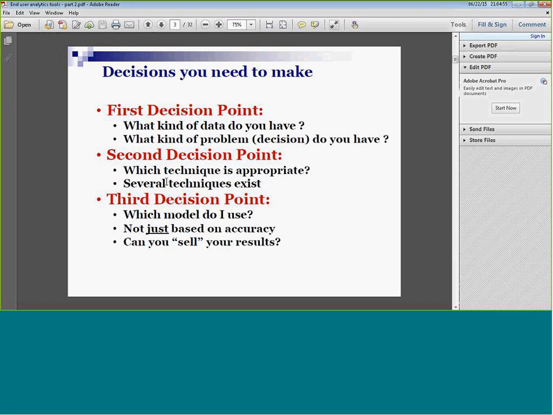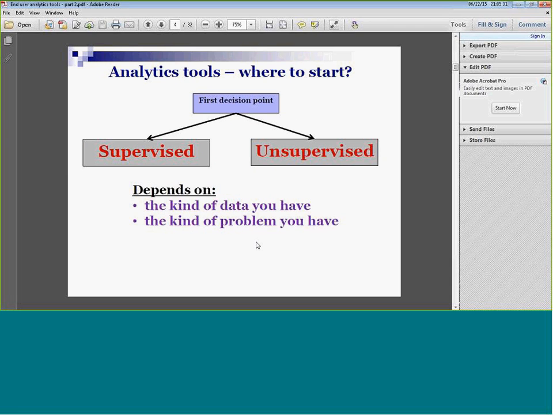Where do you start? Well, there's a couple of key decision points that I see, and we're going to go through these. What kind of data do you have, and what kind of decision do you have to make? Second decision point, which technique is appropriate? And, of course, realizing that several techniques exist, you may want to use multiple techniques. And then that's the technique. Now, within each technique, like classification or prediction, there are models: neural nets, regression, decision trees, and others. And of course, as I said, not just based on accuracy, but can you sell your results? So let's go through this a little bit at a time.